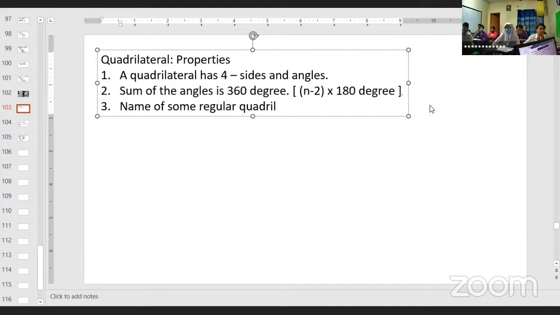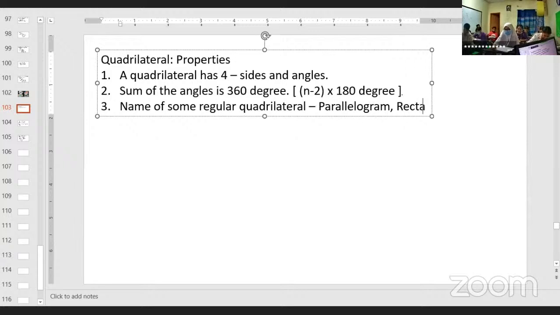If you talk about a kite, then for any size of kite, you will find some common properties. If you talk about any square, any size of square has some common properties. So if any shape has common properties, then that is a regular shape. Name some regular quadrilaterals. First of all, parallelogram, right? The next is a rectangle. Then square.